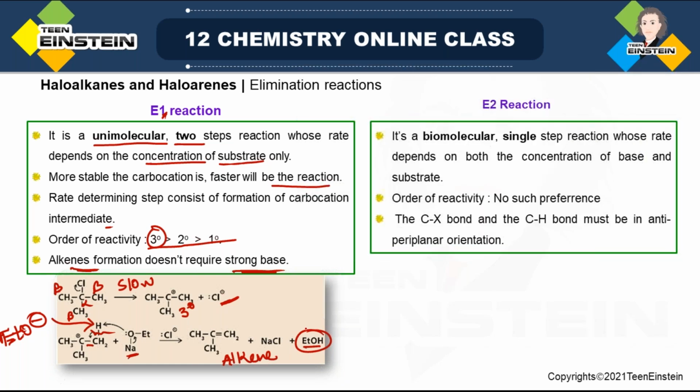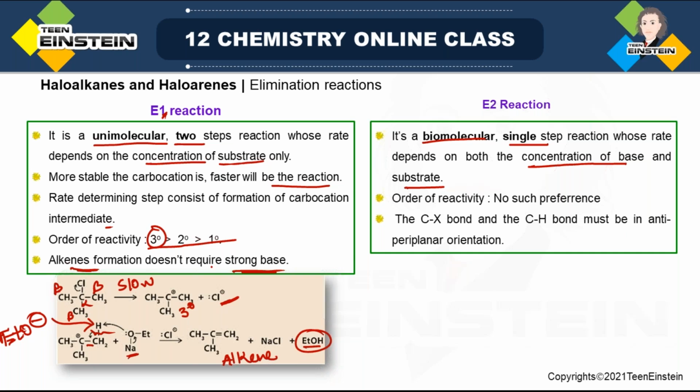So this is E1. What about E2? Now E2, when we are saying 2, that means it is bimolecular and it is a single step. So you can find similarity with SN2 also. But it is not that there will always be similarity. Its rate depends on both the concentration of base as well as substrate. See, in case of E1, it is only the concentration of substrate that is significant, but here you have to consider the concentration of both base and substrate. And order of reactivity, as you have seen in case of E1, is 3°, 2°, 1°, but for E2 reaction there is no such preference.